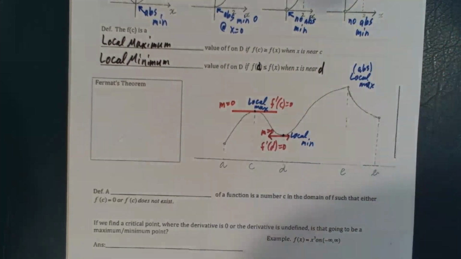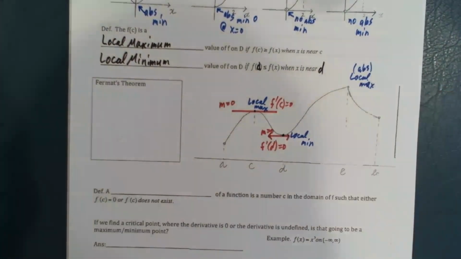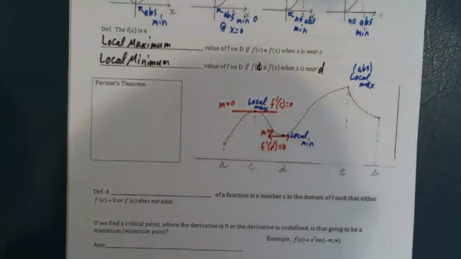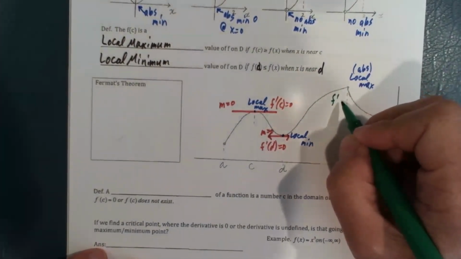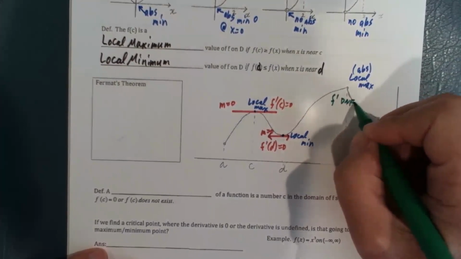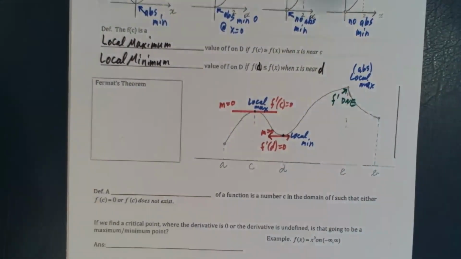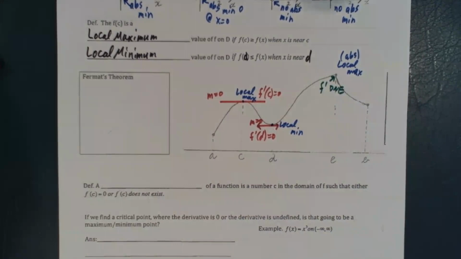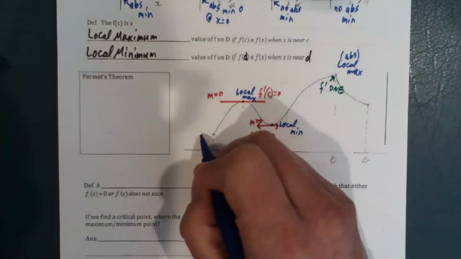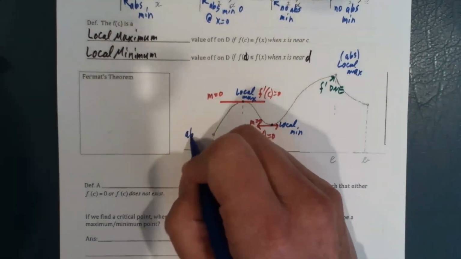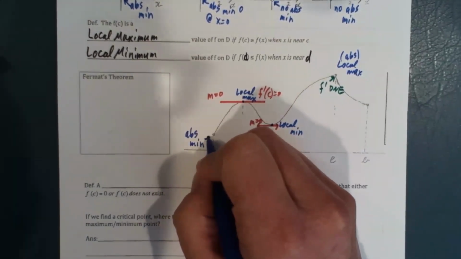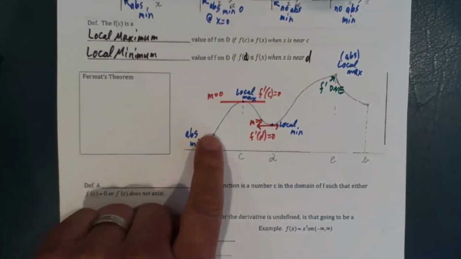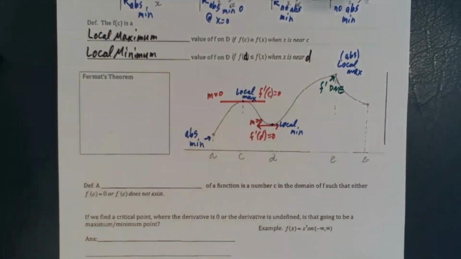And I just want to point out that f prime does not exist here. And they called this a corner in a different lesson that I gave. That means that the derivative doesn't exist there, but we still have a local maximum. Now, I want to point out that the absolute minimum is right here. And you can see it's the lowest y value of any other y value of this particular function.